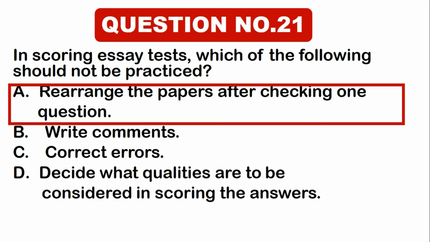Letter C, correct errors. If you see errors, then especially grammar errors, spelling errors, you correct these errors right away. And D, decide what qualities are to be considered in scoring the answers. This has something to do with rubrics. This is to ensure that you have some standards to follow.